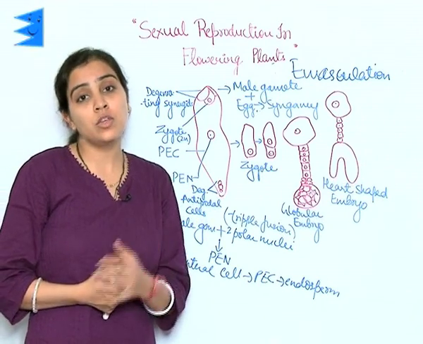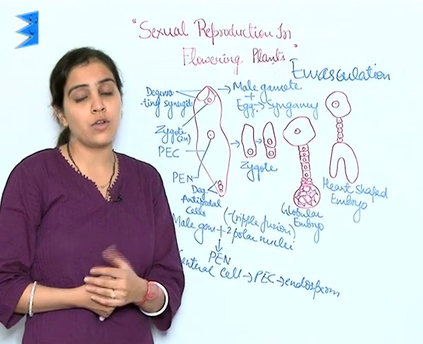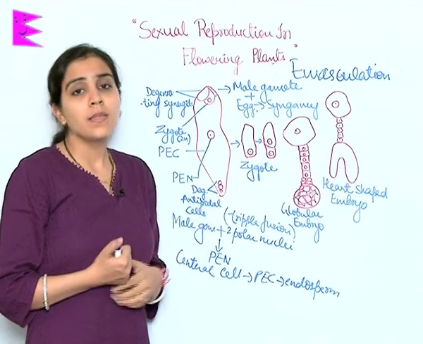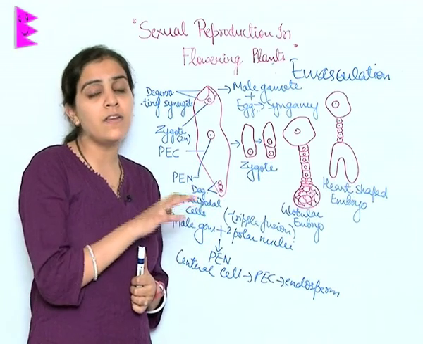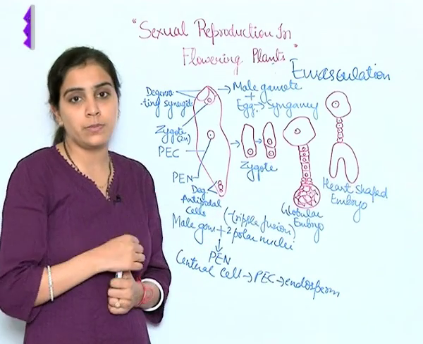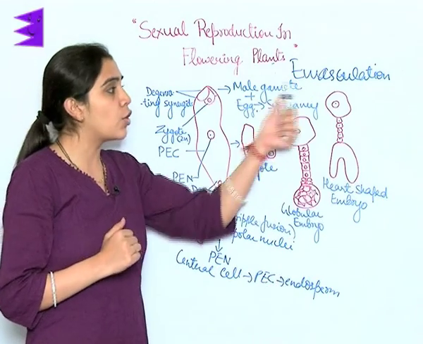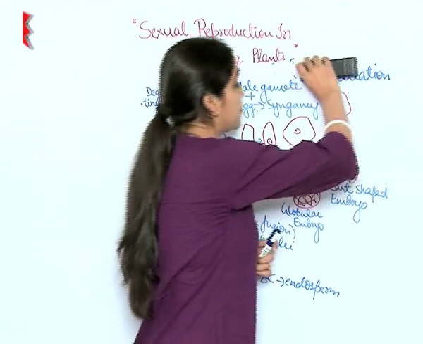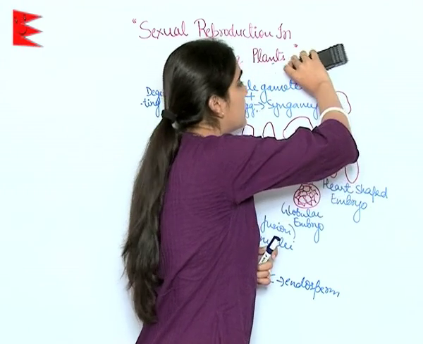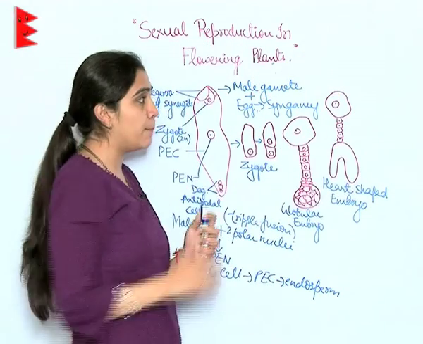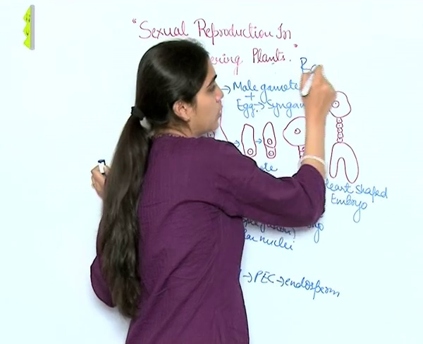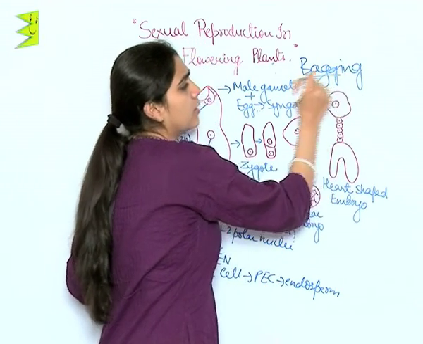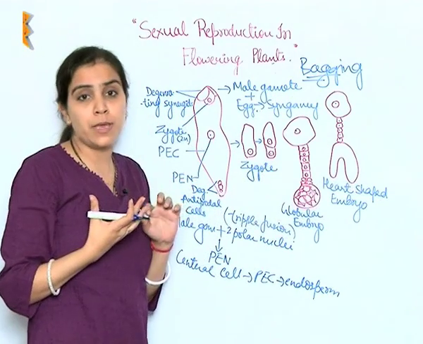In case of unisexual plants or flowers, emasculation is not required because the female and male reproductive parts are present on different flowers. So, only bagging is done. That is, the flowers before the pistil becomes receptive are bagged in covers made up of butter paper. The process is known as bagging.